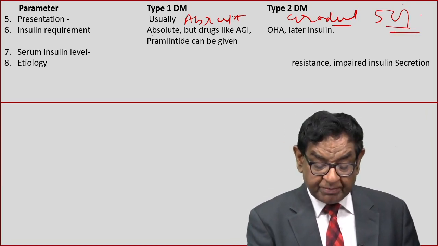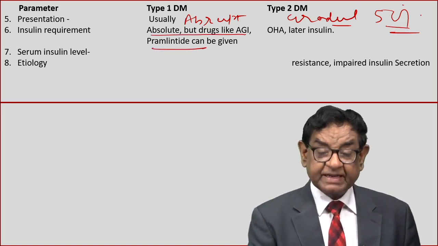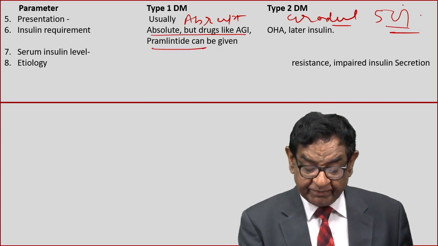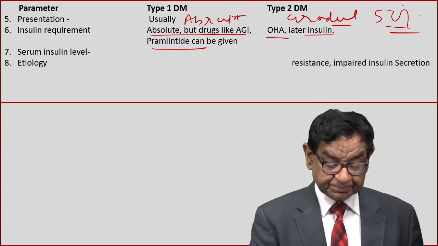In treatment, insulin requirement is not absolute here, and drugs like alpha glucosidase inhibitors can be given. Here we can give oral hypoglycemic agents, and insulin comes much later on.